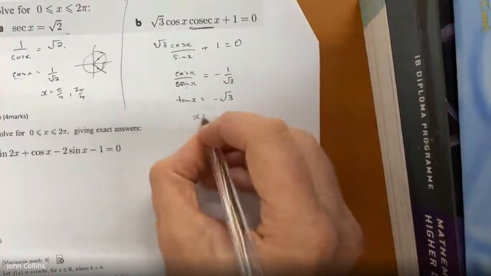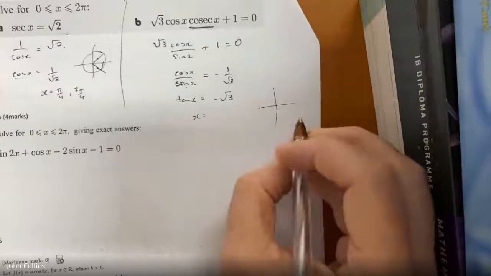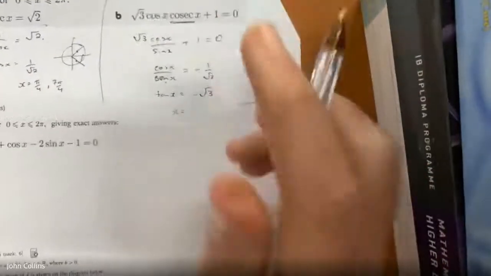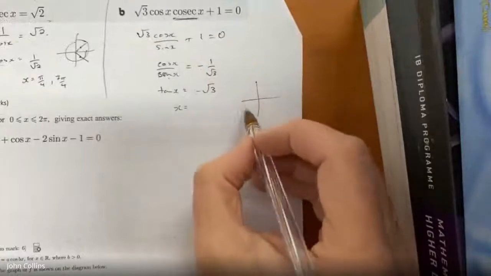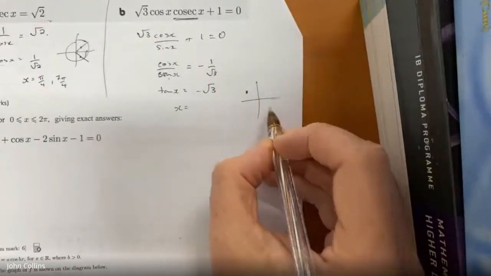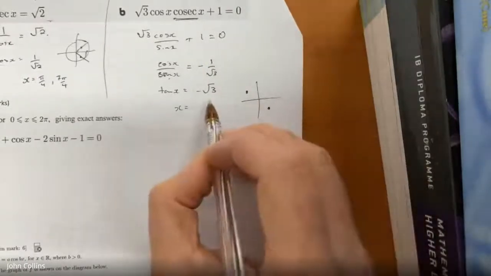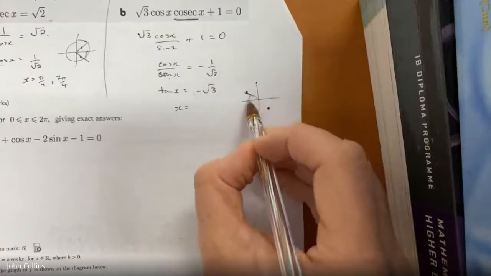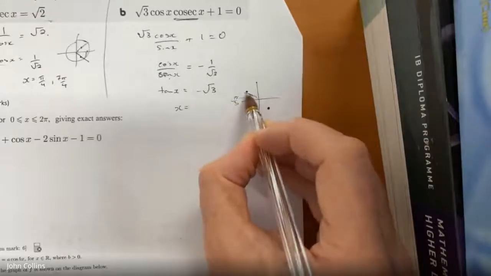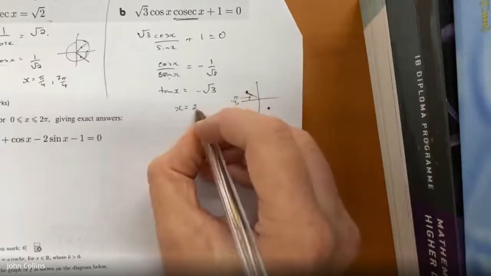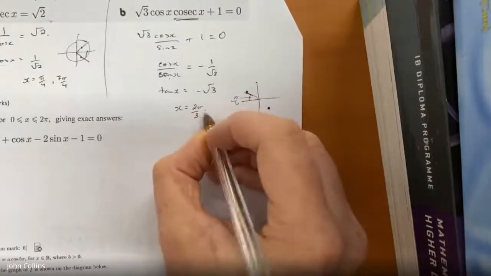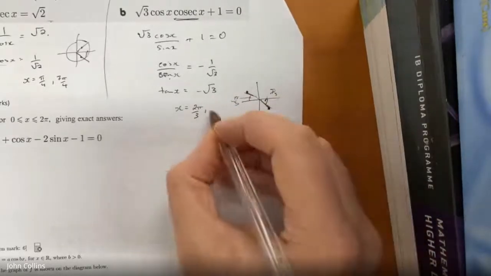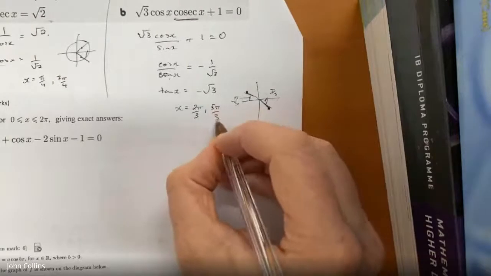So x will be, so we need to talk about root 3. That would be, I think, pi over 3 is our reference. But we need to know where tan is negative. So tan is going to be negative here and here, I think, because of sine cos being negative. So what's this angle here with a reference of pi over 3? Well, that'll be 2 pi over 3. And what is this one down here with a reference of pi over 3? So subtracting from 2 pi, you get 5 pi over 3.